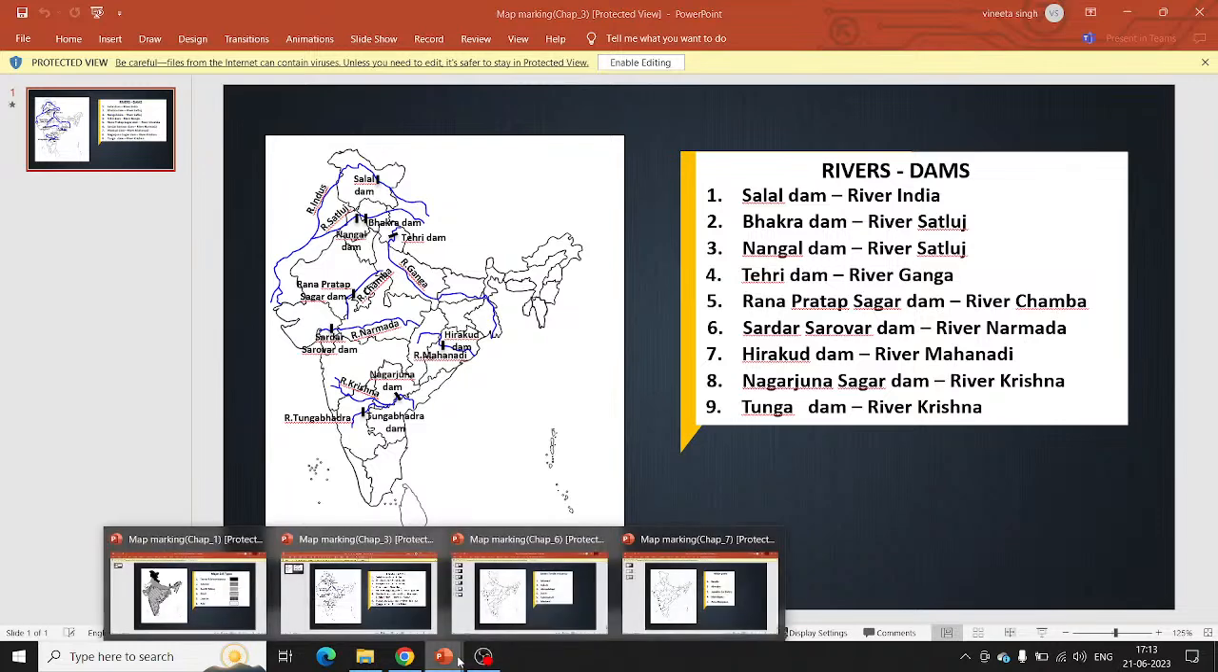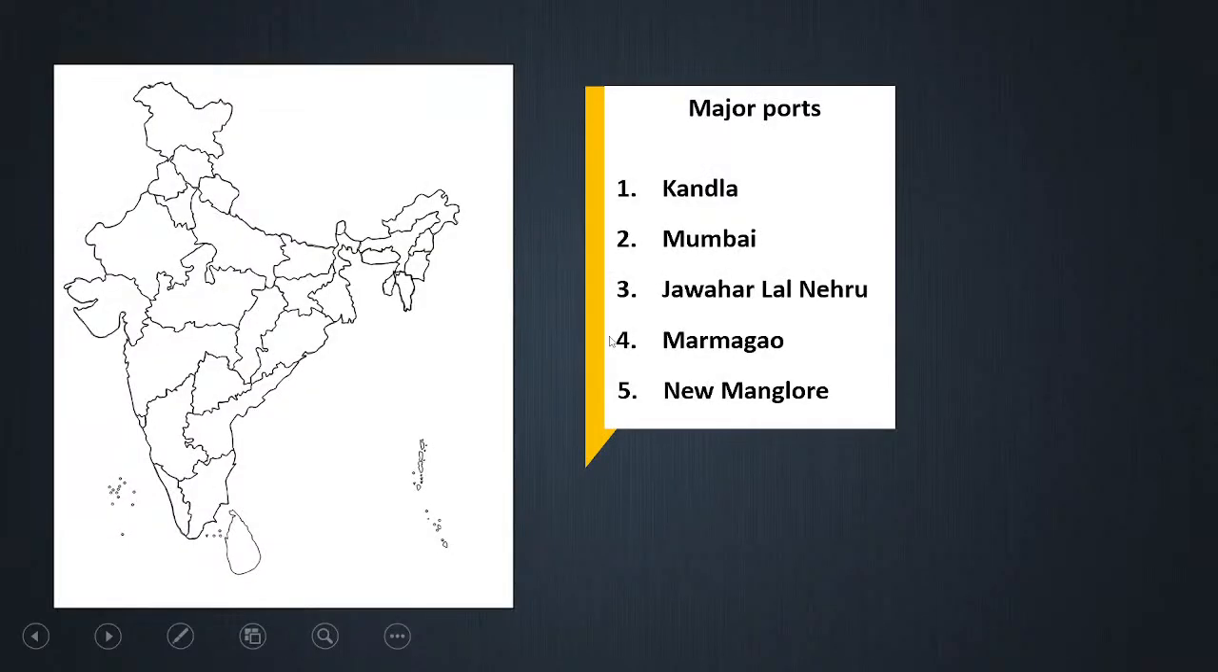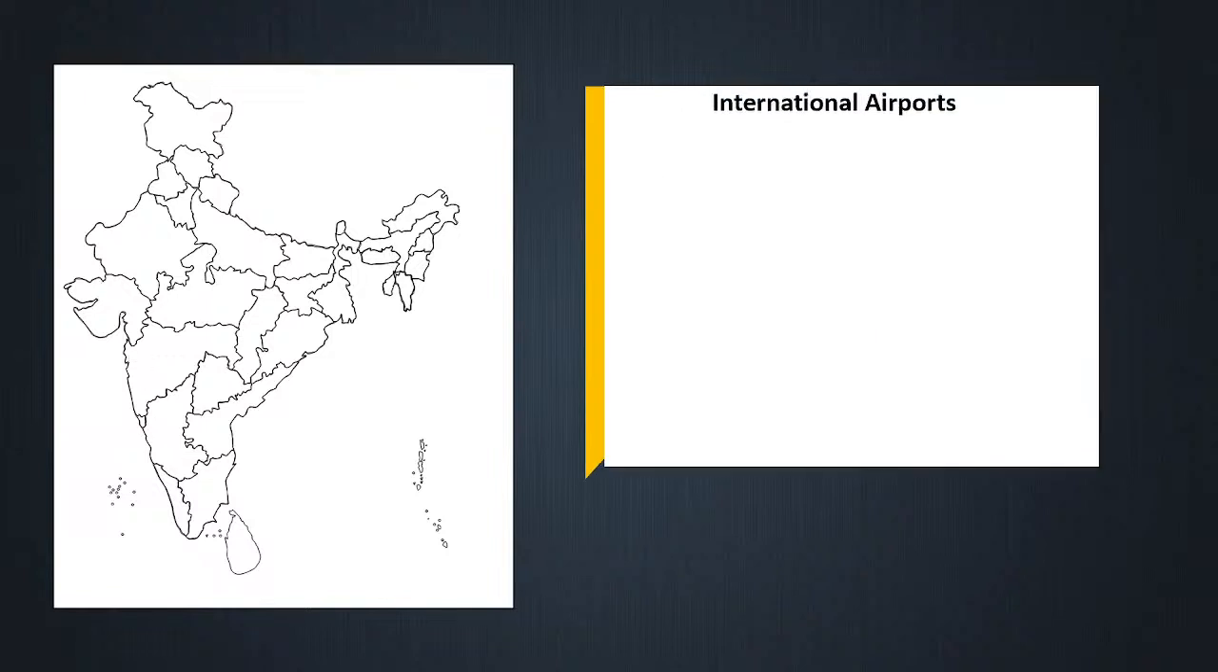Okay. Next. Second map ready? Okay. Major ports. Look here, eyes on the screen. First, we'll see where are the major ports, and then you can look at it in your map. The first major port is Kandla, that is in Gujarat. The second is Mumbai in Maharashtra. Third one Jawaharlal Nehru. The fourth one is in Goa, that is Marmagaon, and the fifth one is New Mangalore. Okay, so look at it in your map now, quick.